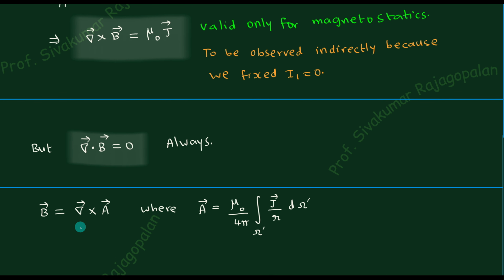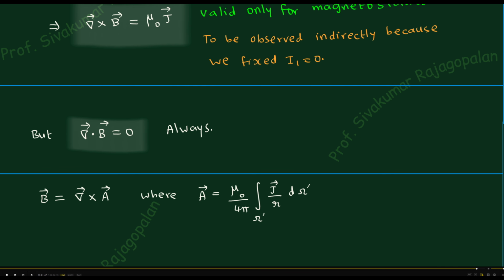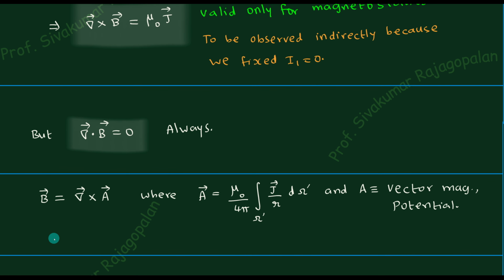Our conclusion therefore is that we are going to call this by the name vector magnetic potential. Let that be the conclusion, and in the next class I will explain why it is given the name potential, and then we will explore more about the nature of the magnetic vector potential. There are some points to be noted about this capital A, and those details we will see in the next class.